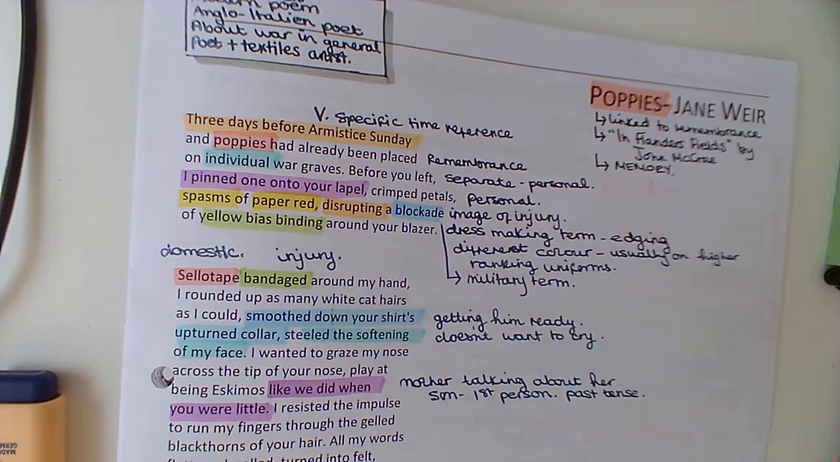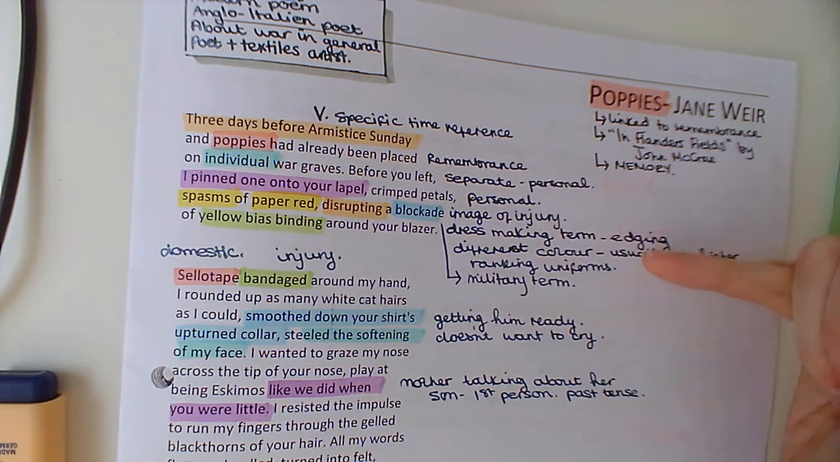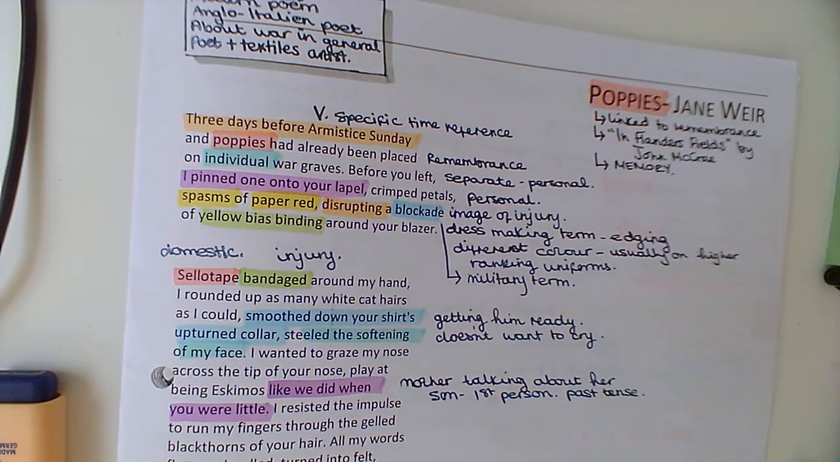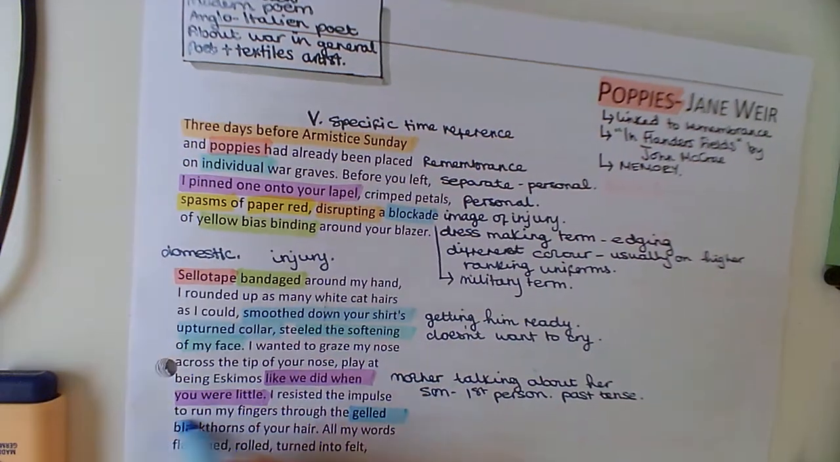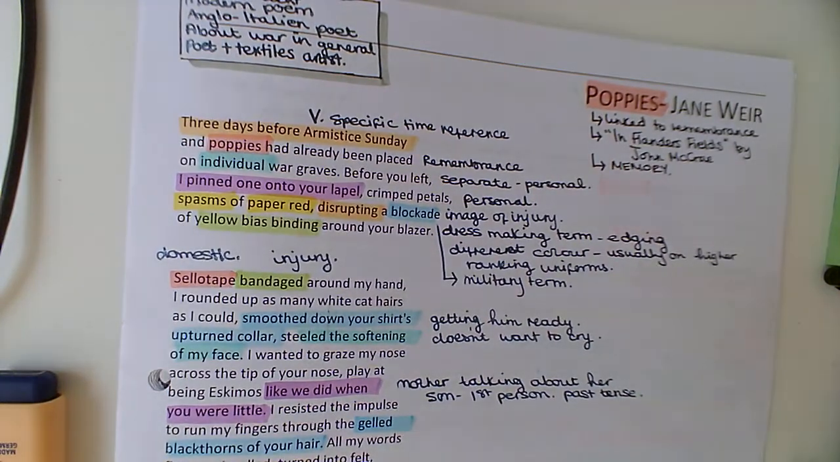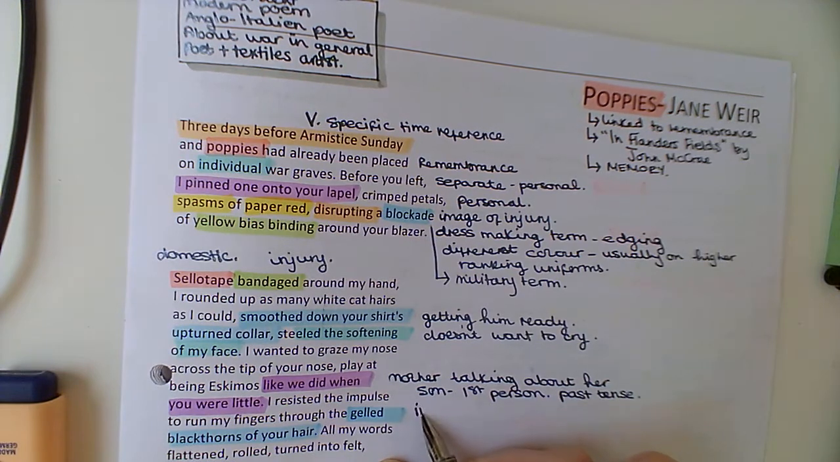Okay. I resisted the impulse to run my fingers through the gelled black thorns of your hair. Now, this is where the time starts to get a little bit funny, because earlier on up here we've got this military uniform which suggests that he's quite high ranking, but if he's got gelled black thorns of hair, that suggests he's quite young. So perhaps her memories are starting to bleed into each other, blend in. Nobody has a Sonic the Hedgehog hairstyle when they're in their 40s, you know.